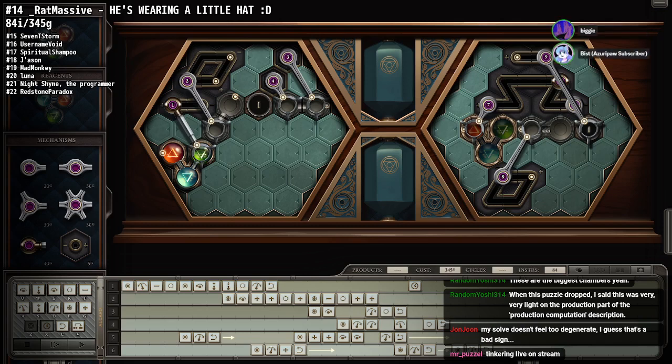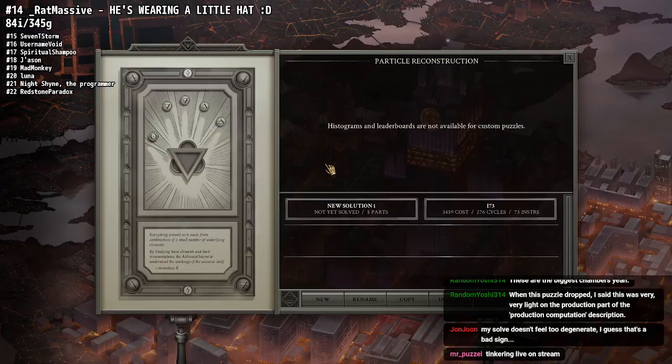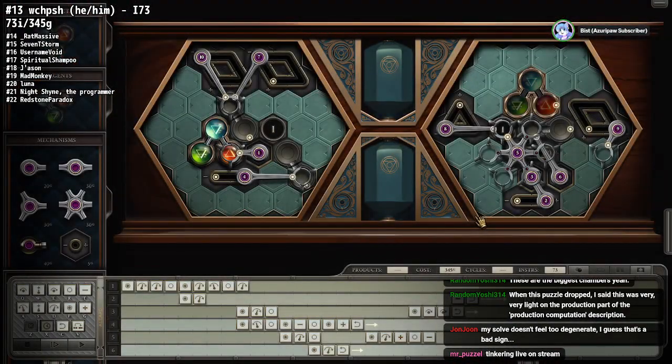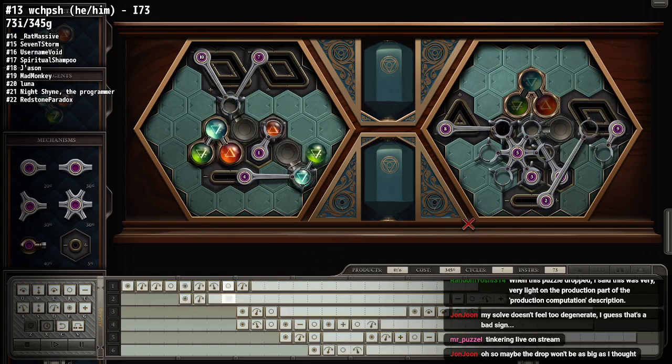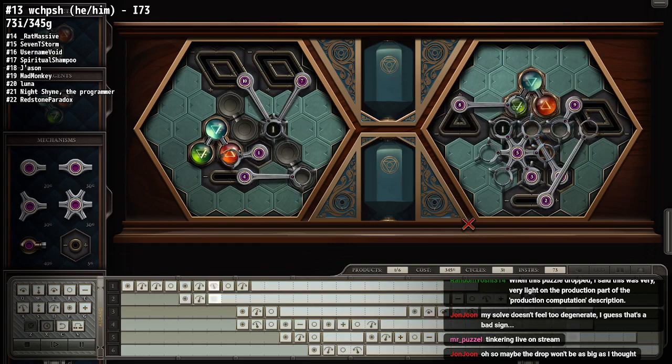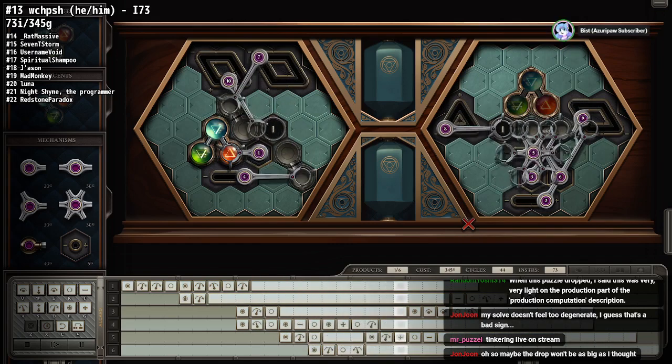Alright, next up we have in 13th place at 73 instructions and 345 cost. I don't know if that went through with noise suppression. Wait, who? Which fish? Okay, that did not go through. Yeah. Hex arms. A lovely sight.